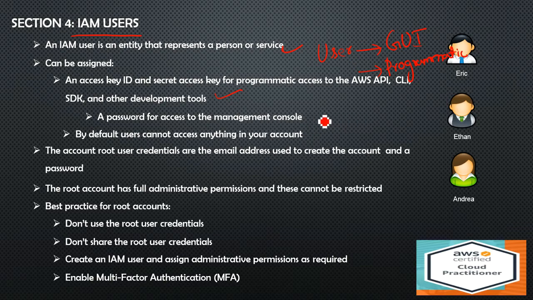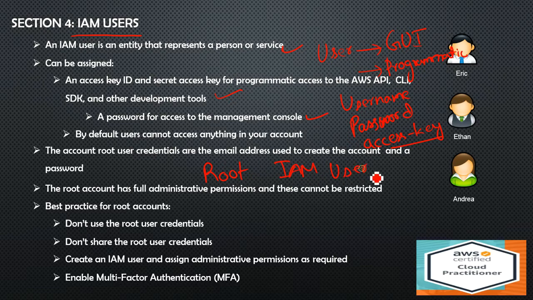A password is for access to the management console. So if you want to access the management console, you need a username and a password, right? And if you want programmatic access, you need the access key. When you create a user for the first time, you will get this access key. You need to save it at that time. The account root user credentials are the email address used to create the account and a password. So you have the root user and then you have the IAM users.